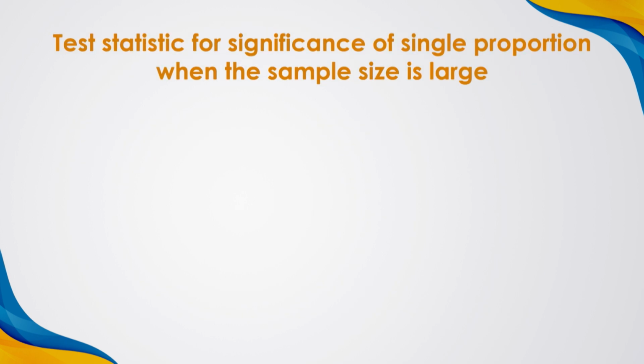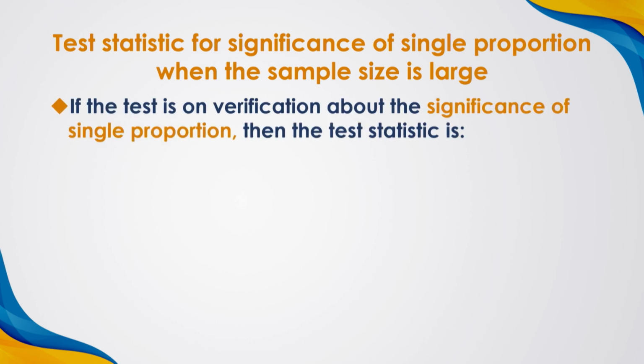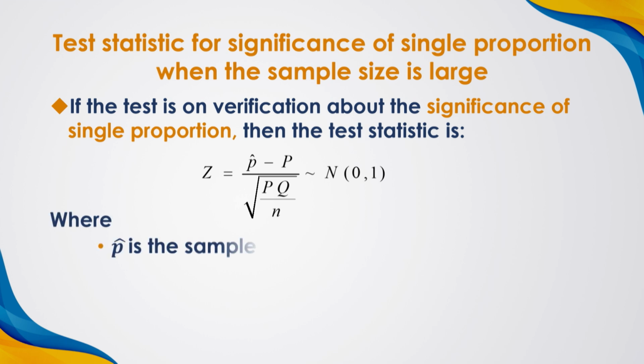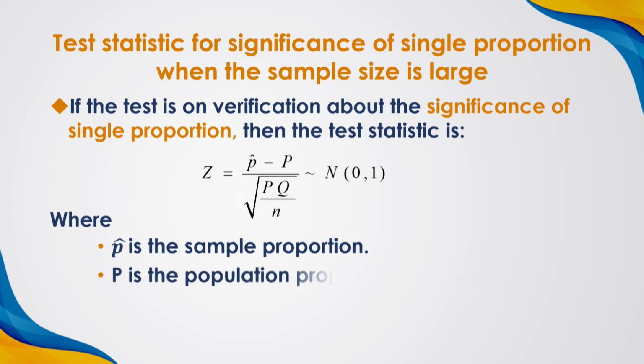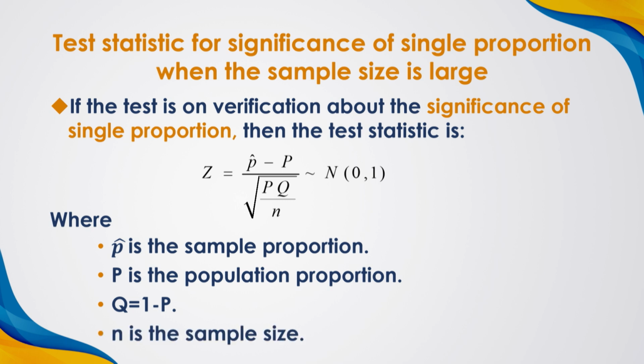Test statistic for significance of a single proportion when the sample size is large. It is again a standard normal distribution application. If the test is on verification about the significance of a single proportion, then the test statistic is defined as z equal to p cap minus capital P by root of capital P capital Q by n, which follows a standard normal distribution with mean 0 and variance 1, where p cap is the sample proportion, capital P is the population proportion, Q is 1 minus P, and small n is the sample size.